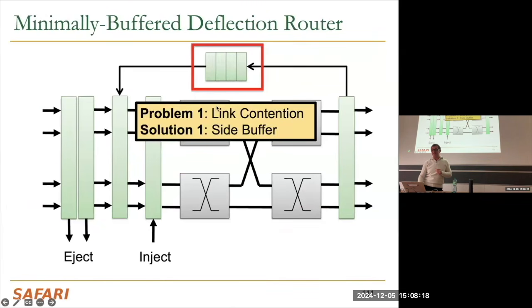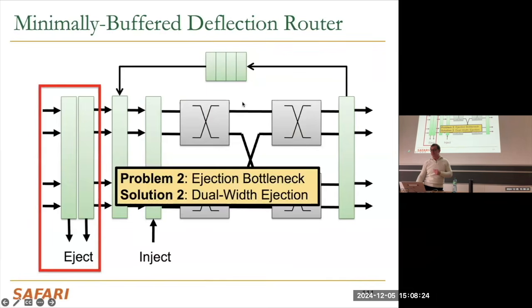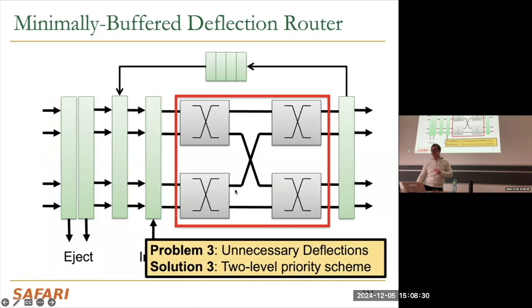We solve the extra unnecessary deflections due to link contention using a side buffer. We solve the unnecessary deflections due to the ejection bottleneck using dual width ejection. And we solve the unnecessary deflections due to the routing decisions that are made in the distributed arbitration mechanism by adding another level of priority. So clearly all of these lead to additional deflections, and we're trying to get rid of the deflections as much as possible. Okay.